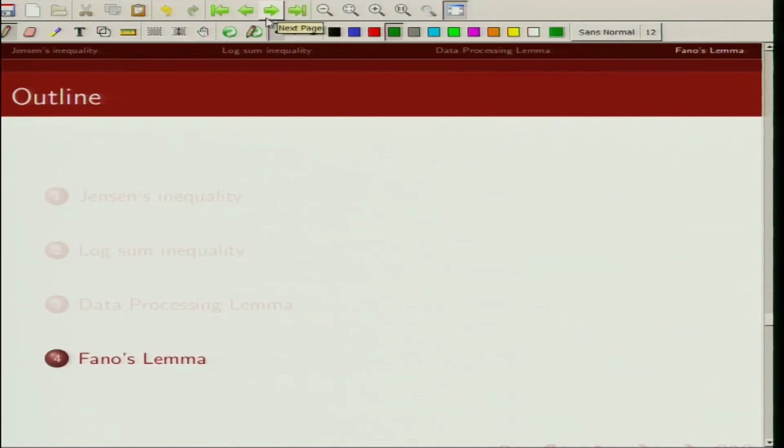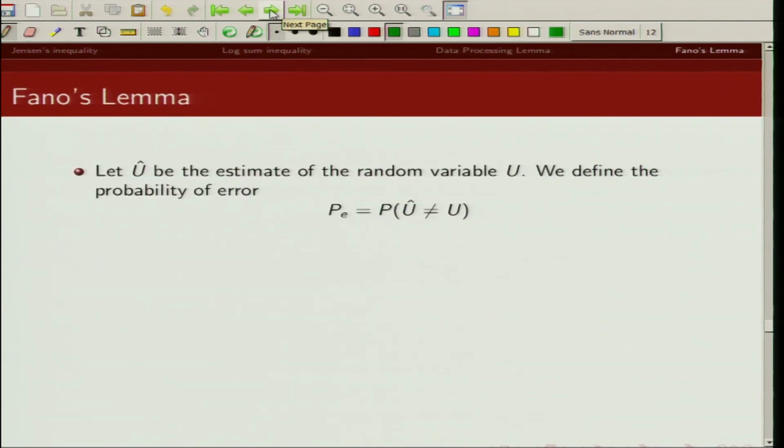Now finally we are going to state and prove what is known as Fano's lemma. So we have a random variable u, and let us denote u hat as the estimate of this random variable u, and we define probability of error. So when does an error occur? An error occurs if our estimated bit is not the same as the transmitted bit. So if u hat is not the same as u, an error happens, and the probability of that gives you the probability of error.